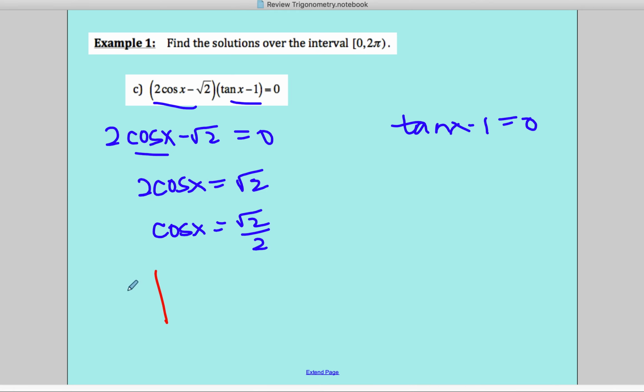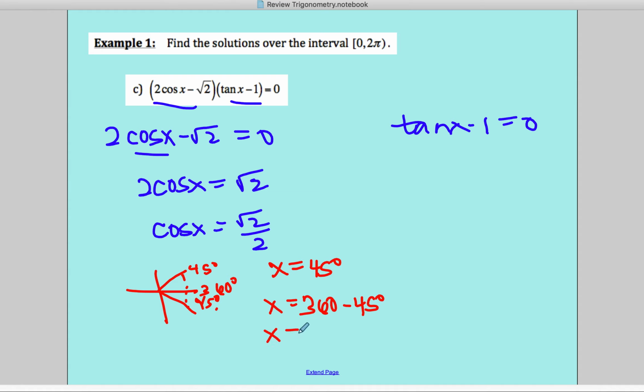And we know cosine is our x value. So I have a 45-degree angle here. That's my first one. And then where else are my x's positive? It's going to be straight down here. So this is another distance of 45 degrees. So I just need to find both of those. So one answer, like I said, is x equals 45 degrees. Then the other one, this is 360 minus the 45 degrees. That's the negative direction. So x would equal 315 degrees. So these are my two answers in degrees.